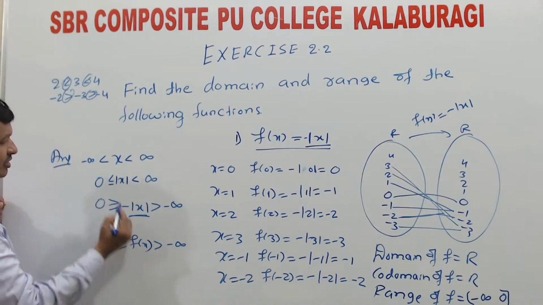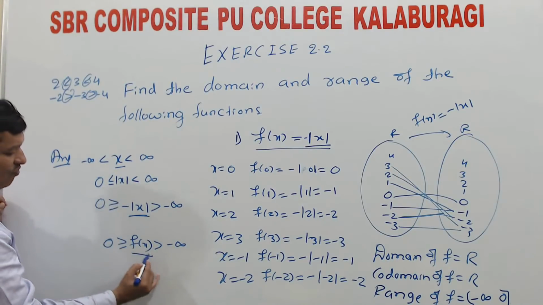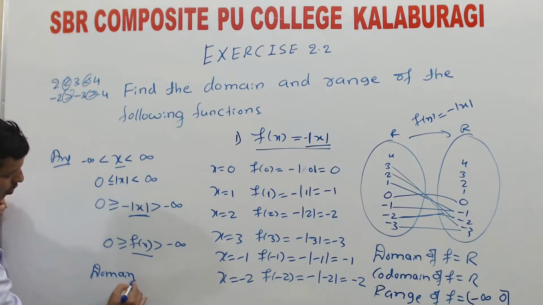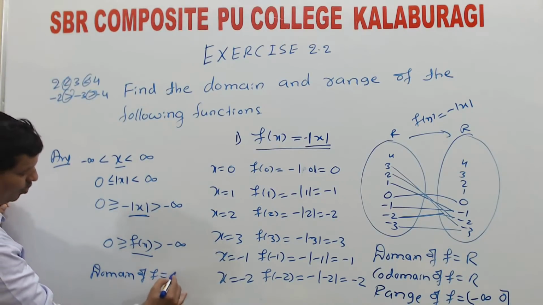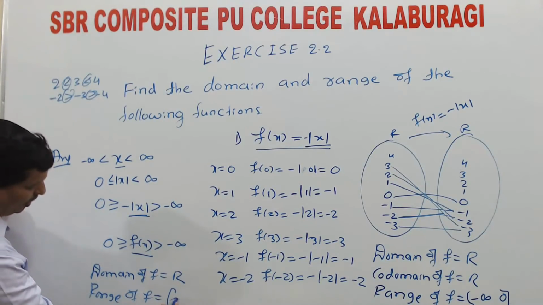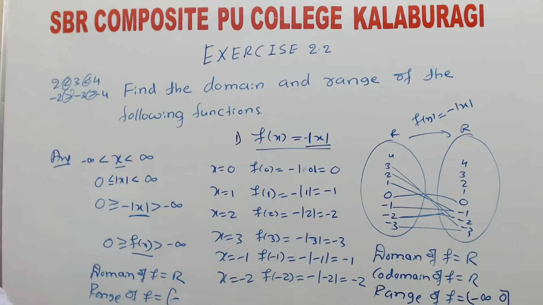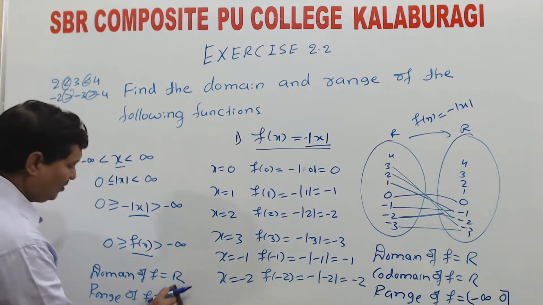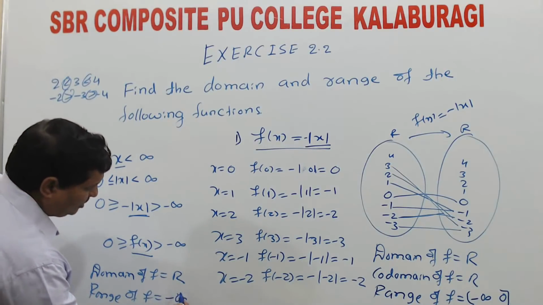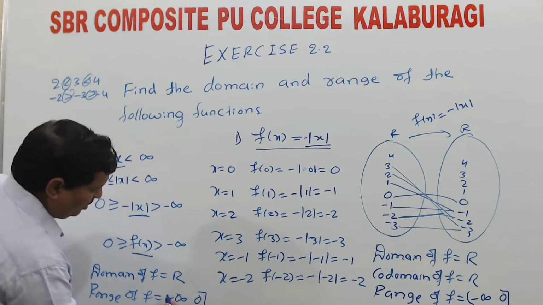So this is nothing but a C. X is nothing but domain. F of X is range. Therefore, here you can write domain of F equal to R, range of F equal to minus infinity to 0.